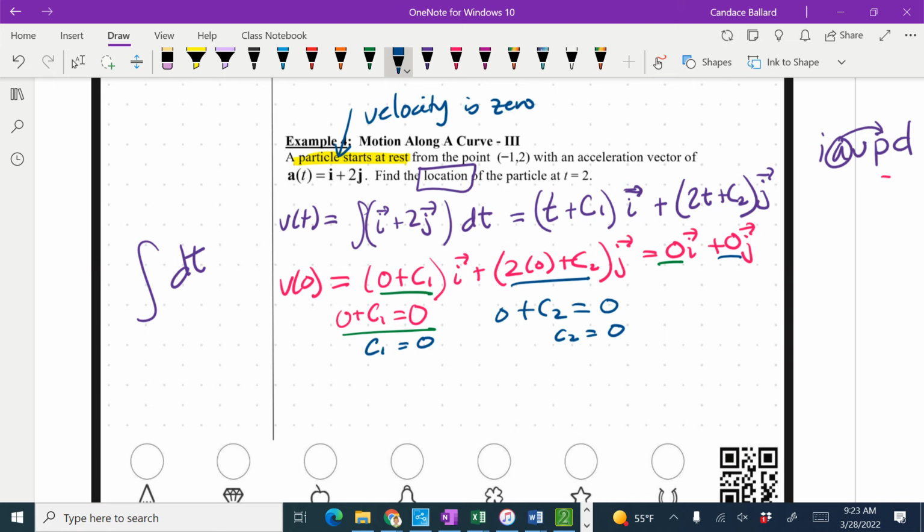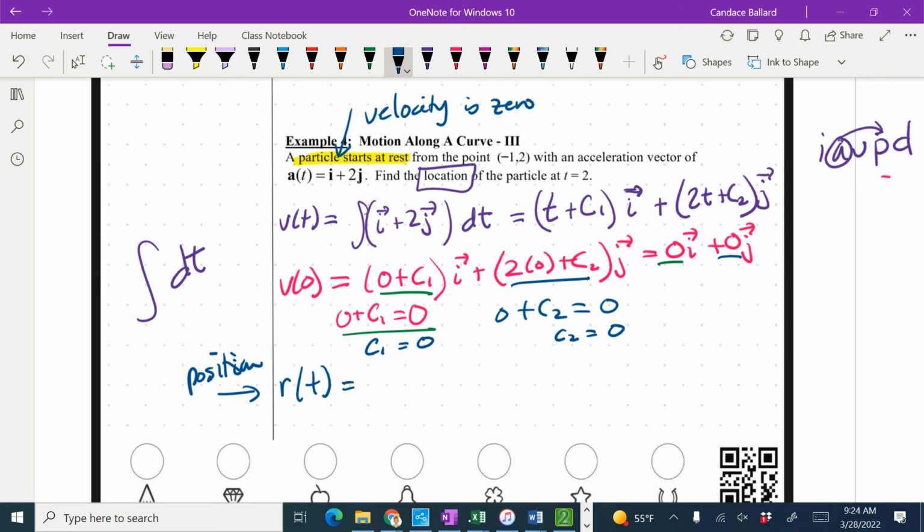All right, now I need to get to position. I'm just looking at what they used. They used an R. It doesn't really matter what variable you use. So they called their position function R of t. But it doesn't matter what you use. If you wanted to use P of t or X of t, you could.